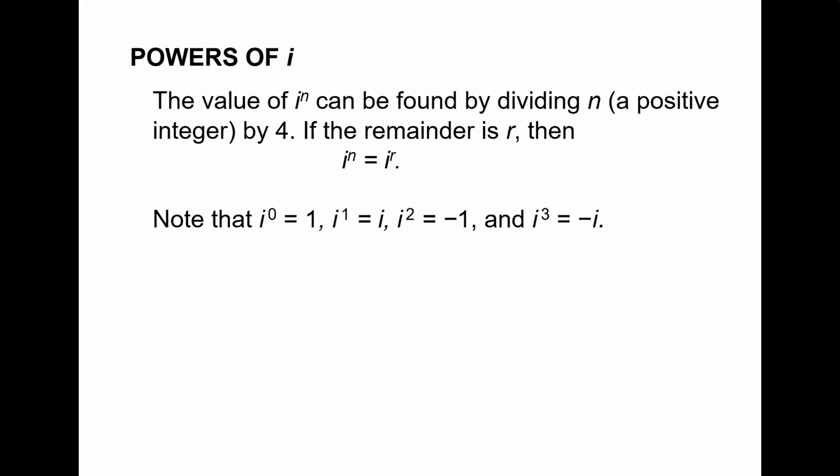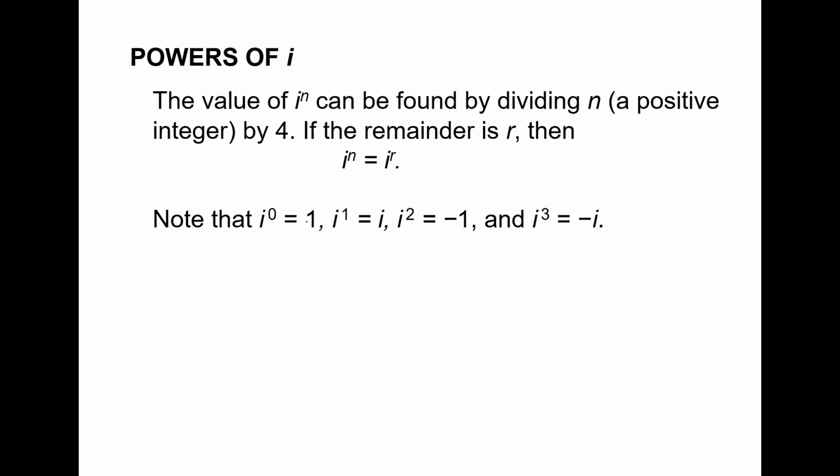All right, what about powers of i? Sometimes we can have powers that are huge for i. It doesn't have to be just 0, 1, 2, 3, or whatever. So what we can do is if they have a value of i to the n, we can divide n by 4. And if the remainder is r, then whatever that remainder is, that's going to be what n is now, okay?